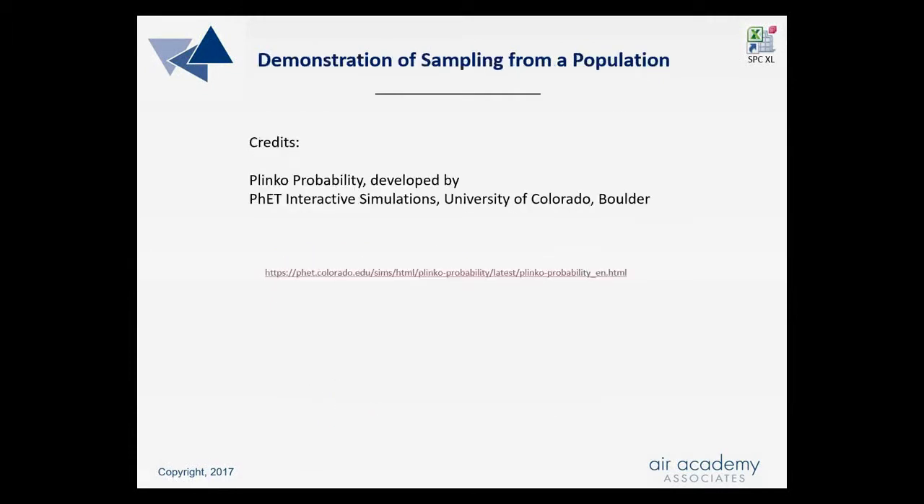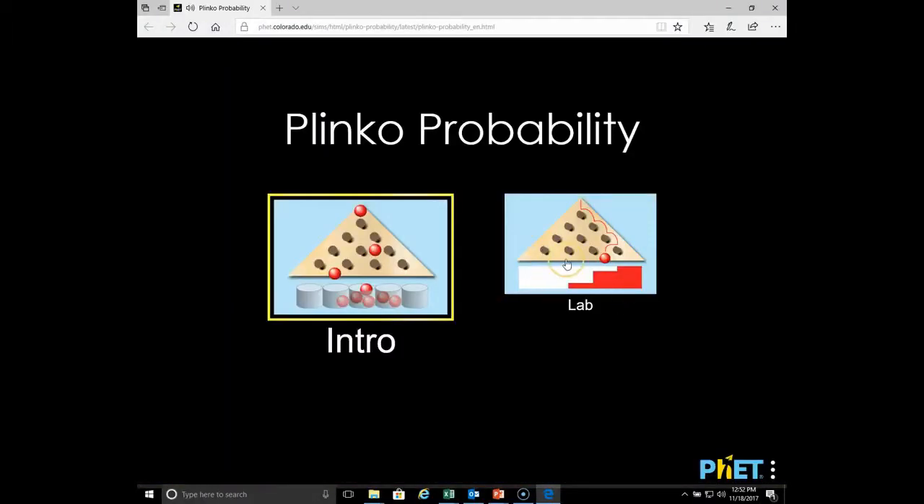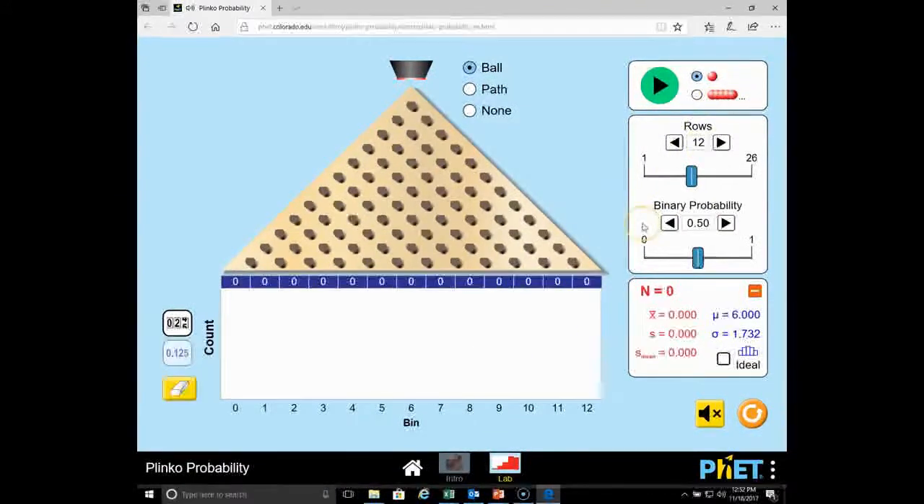To illustrate and demonstrate the concept of sampling, I'm going to use what we call a Plinko probability simulator developed by PHET Interactive Simulations at the University of Colorado Boulder. Now, you might want to go back and get this link and play with this simulator yourself after this video clip is over. So I'm going to click on this and introduce you to the idea of sampling by way of the Plinko probability simulating a normal distribution in this case.